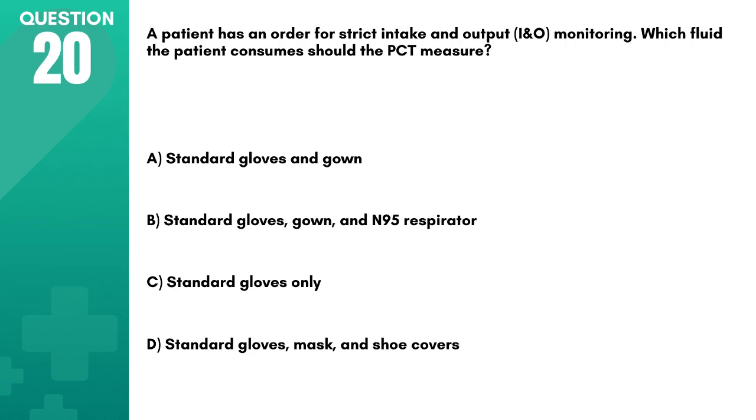Question 20. A patient has an order for strict intake and output, I&O, monitoring. Which fluid the patient consumes should the PCT measure? A. Ice chips consumed by the patient. B. The amount of fluid remaining in a water pitcher. C. Only liquids served on the meal tray. D. Gravy eaten with the meal.